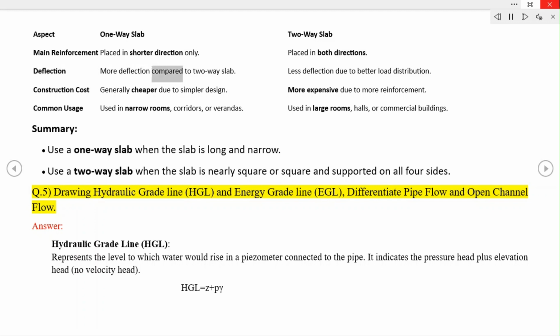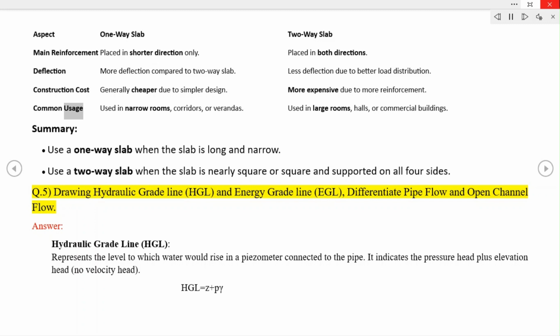Deflection: more deflection compared to a two-way slab. Less deflection due to better load distribution. Construction cost: generally cheaper due to simpler design. More expensive due to more reinforcement.